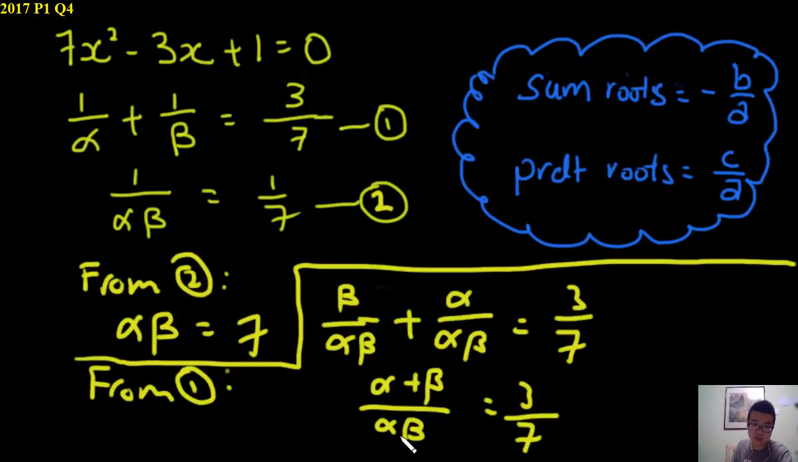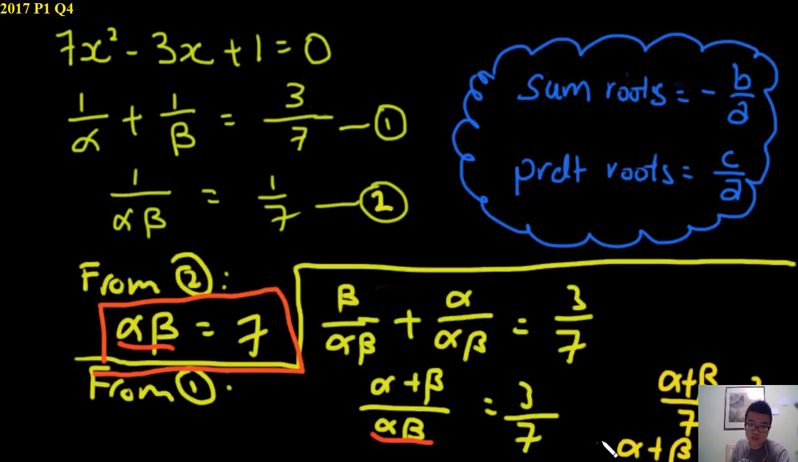Since we got alpha beta already, you can see here, alpha beta is 7. So you can easily put 7 inside to give you alpha plus beta over 7 is equal to 3 over 7. So very easily you get alpha plus beta is equal to 3. So this is one very huge step in itself. Just take note of these two values: alpha beta equals 7 and alpha plus beta is equal to 3.